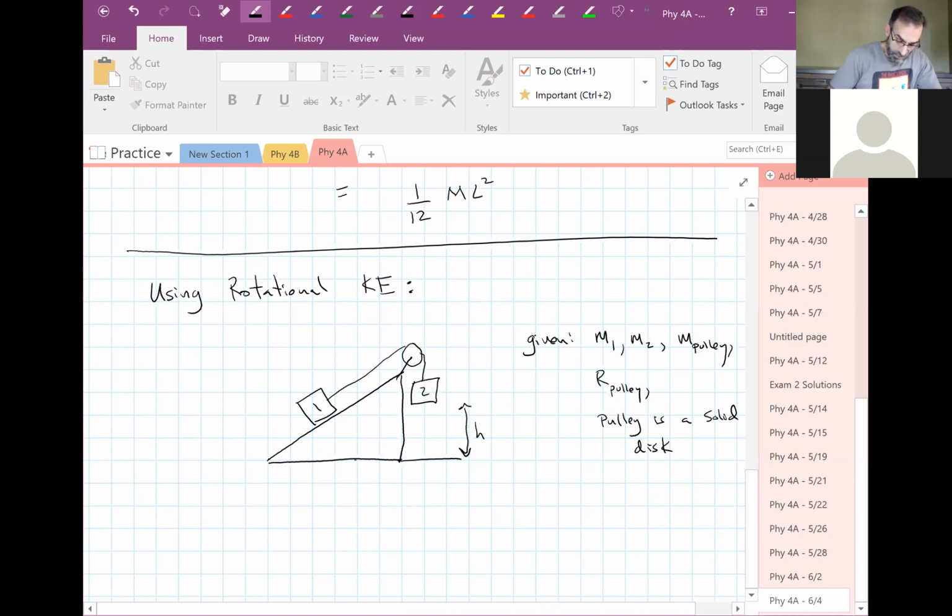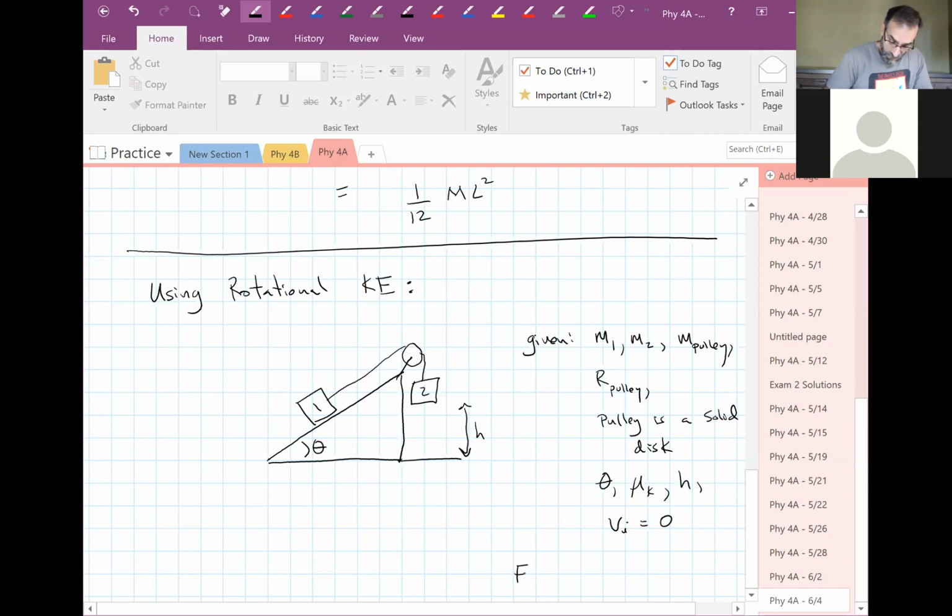And what else? Theta. That's a theta. And our coefficient of kinetic friction, and the height, and the fact that it starts from rest. Okay, I think that's everything we need to know. And what are we going to find? We will find the final velocity, the split second before it hits the ground, right?